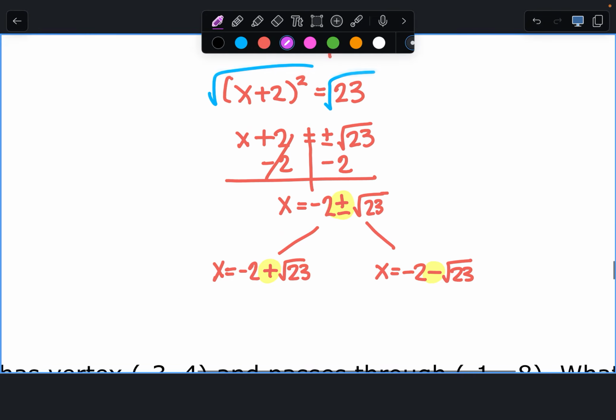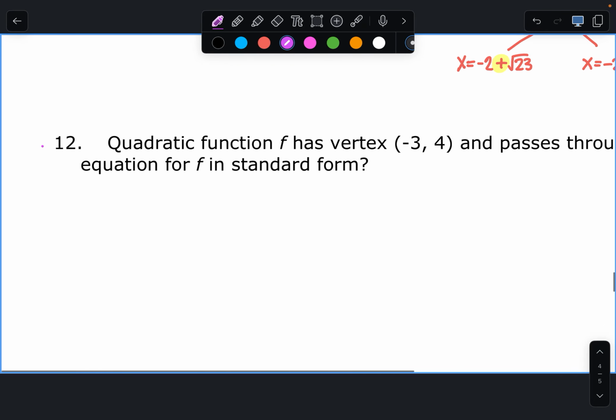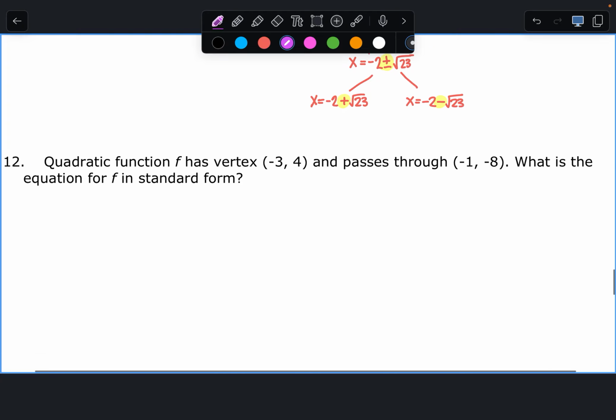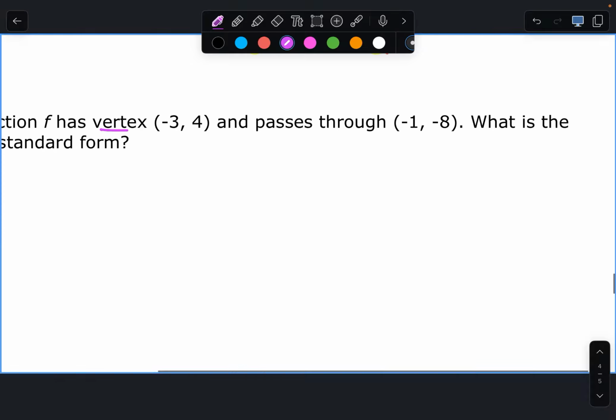Number 12. Number 12, we did do it in our notes. It was in your assignment, but I'm going to put a star next to it because that is the longest one on the test. It's giving us 2 points. One's the vertex, one is a random point on the graph. They want us to write the equation in standard form. Well, in order to go from vertex form to standard form, I must first write it in vertex form: y equals a(x minus h) squared plus k.